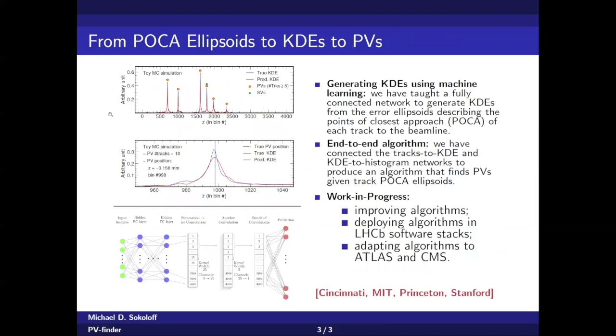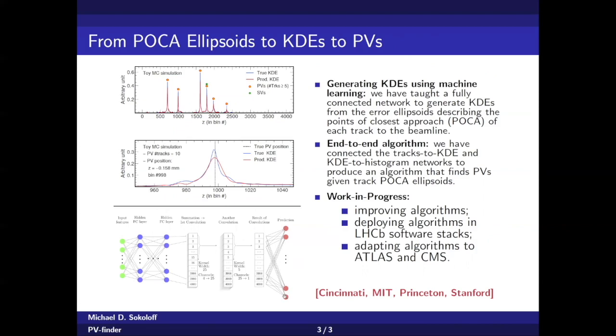What we want to do in the end is not to use a handwritten KDE algorithm, but to have a machine learning algorithm which starts with the track parameters. We use the error ellipsoids of the points of closest approach of the individual tracks to the beamline, and we have a fully connected network, which then can predict the KDEs. This algorithm can be connected to the convolutional neural networks, which produce the predicted histograms from which we extract the primary vertices.